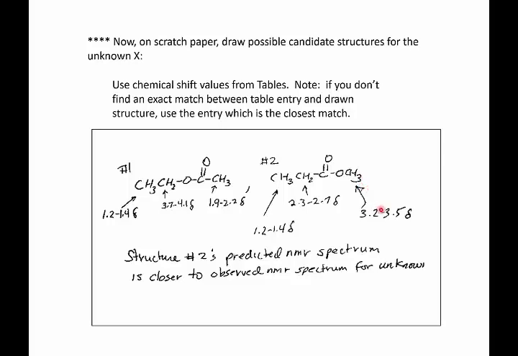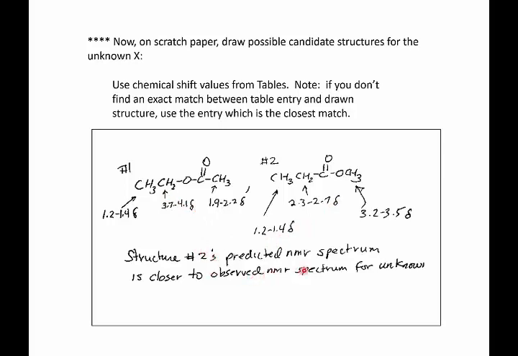The CH2 attached to the carbonyl group, I found the value 2.3 to 2.7. And the methyl here, I think I found the methyl attached to a C attached to a carbonyl group. I don't know if there was an ester, but I made the best guesstimate, 1.2 to 1.4. All right, now, which of these two structures is in best agreement with the NMR spectrum of compound X? Well, when you look, you'll see that structure number 2 is closer to the observed NMR spectrum for the unknown.